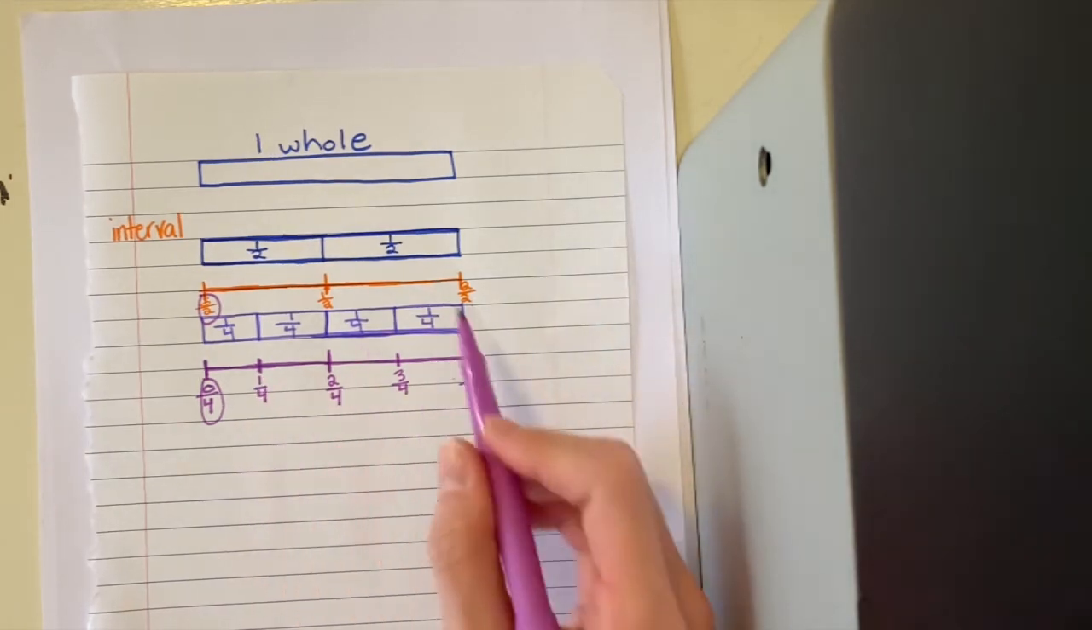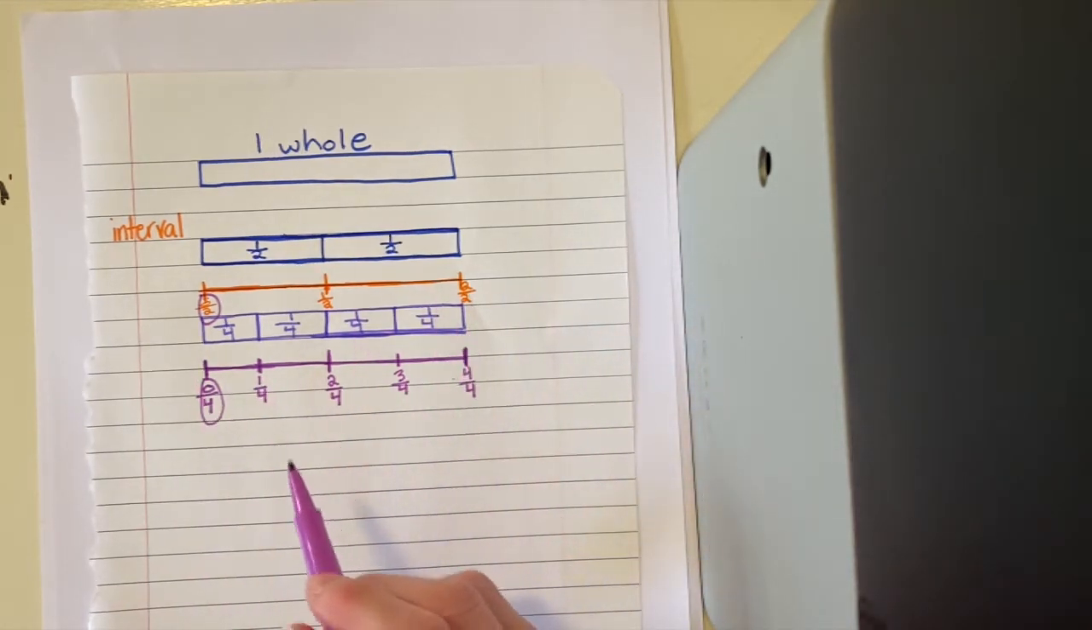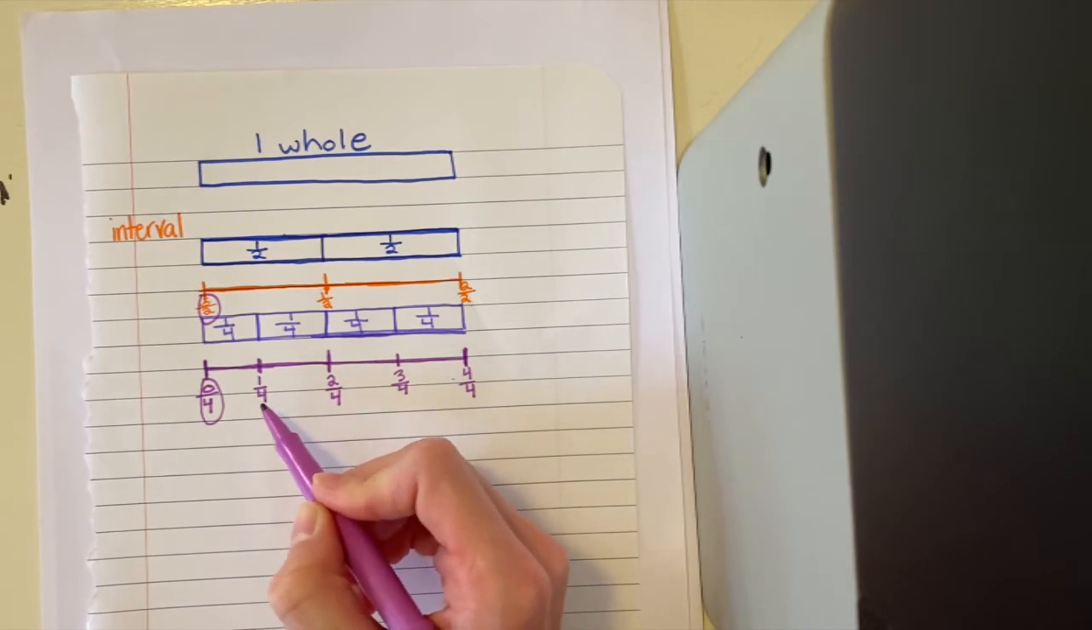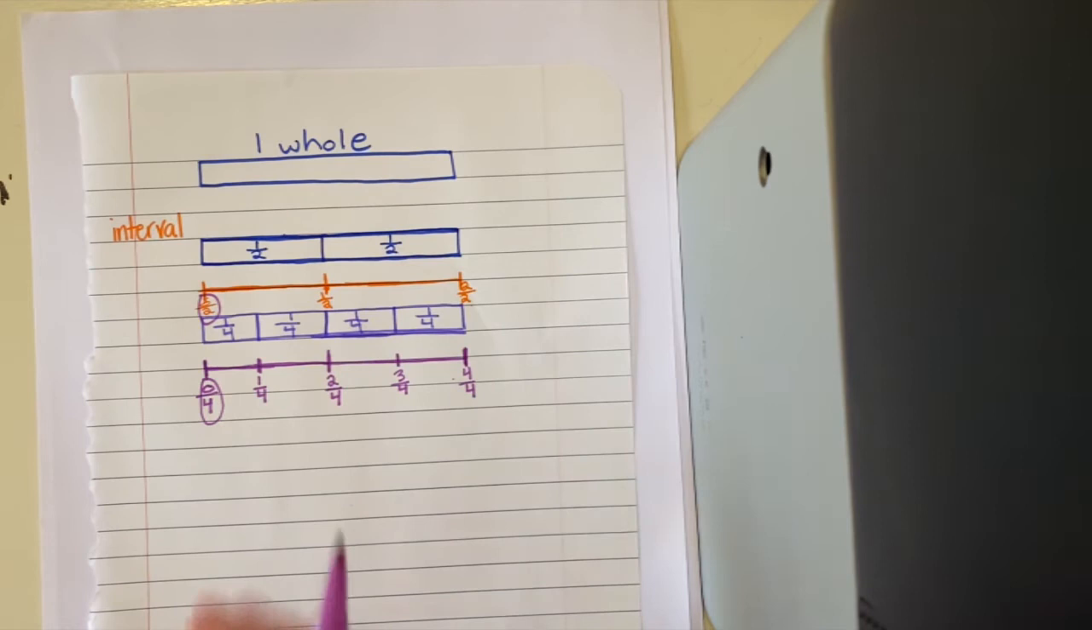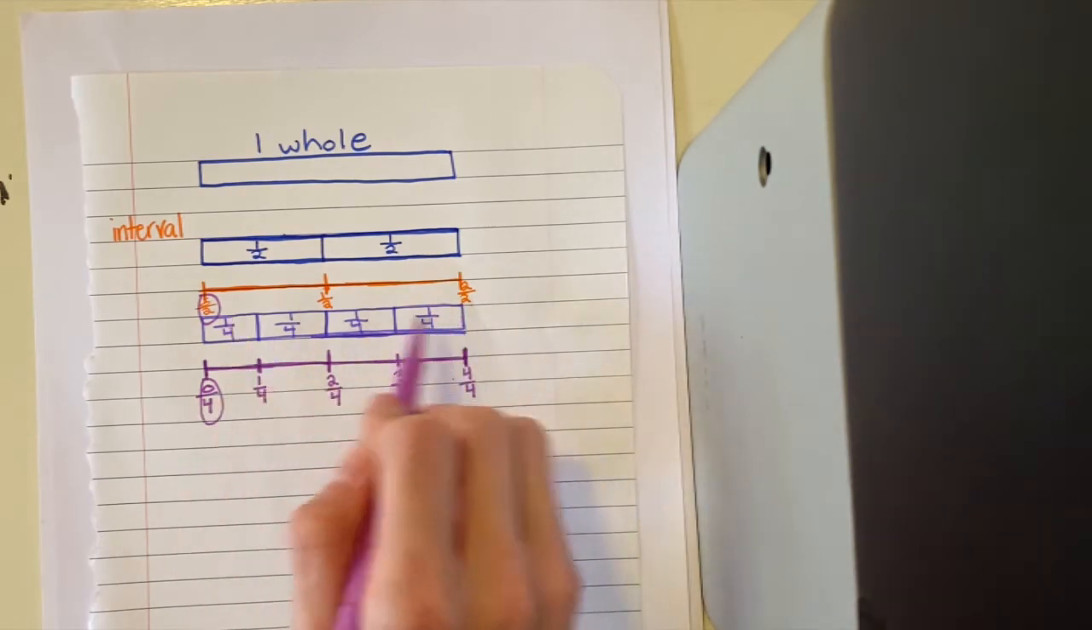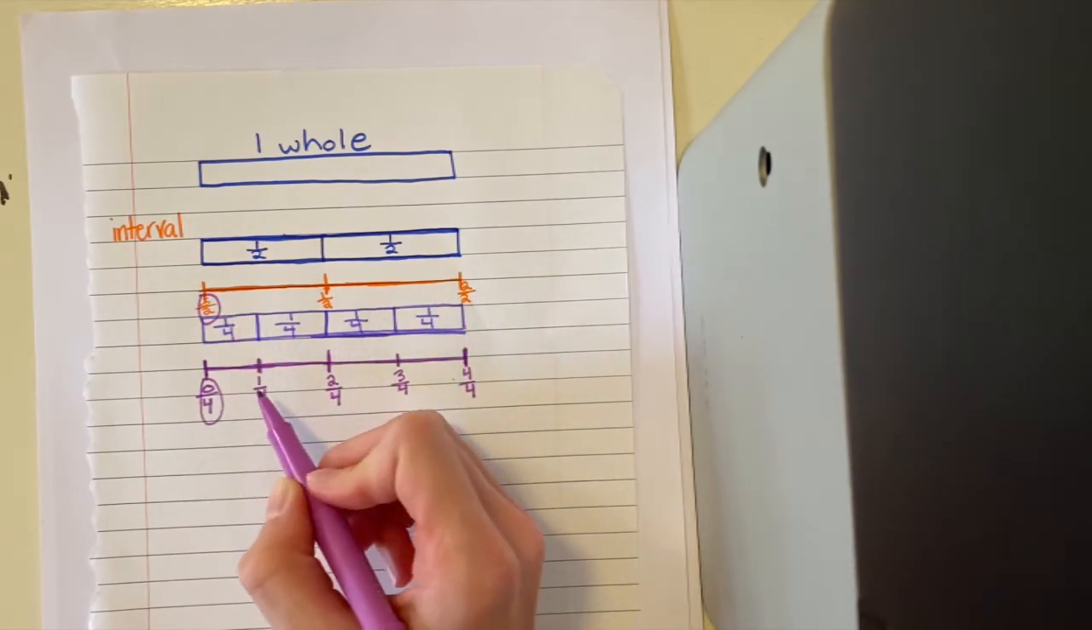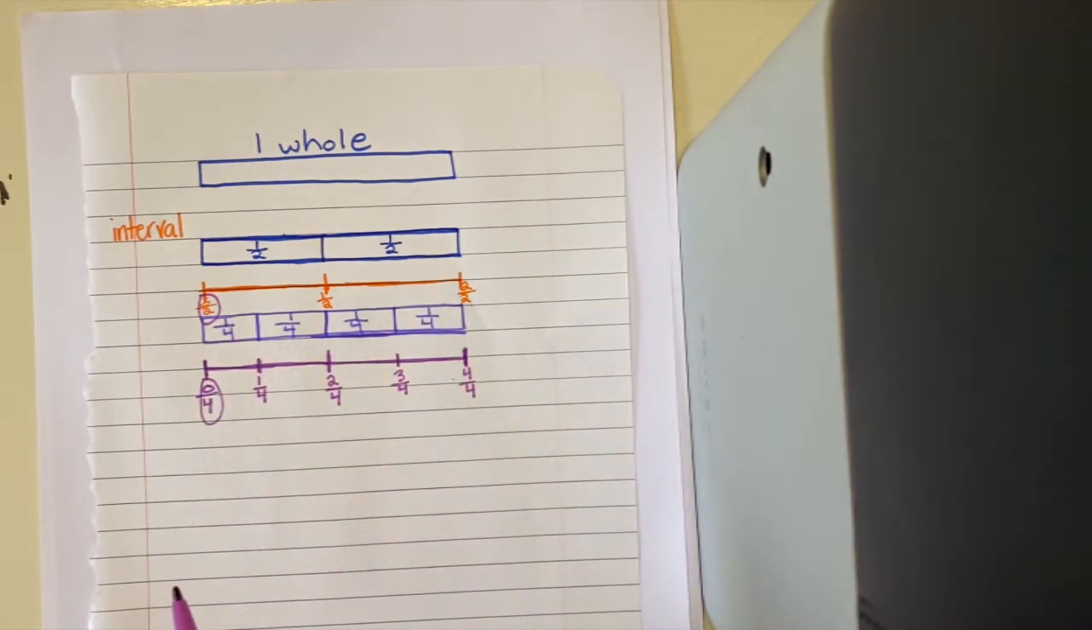Now, where else is equivalent? I have a 1/4 right here, but do I have a tick mark for that place on my number line with halves? No, I don't. So there's nothing on this number line that is going to be equivalent to 1/4.